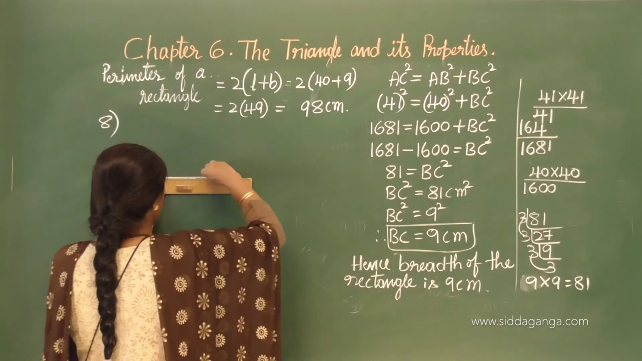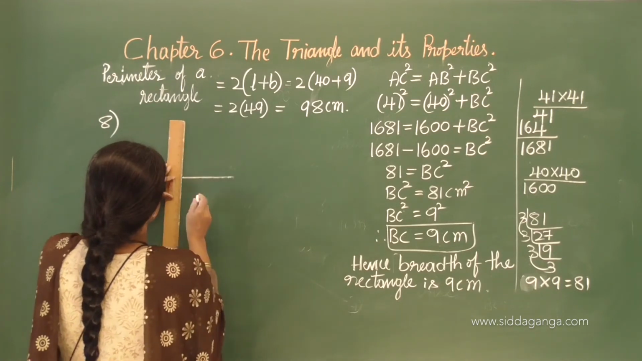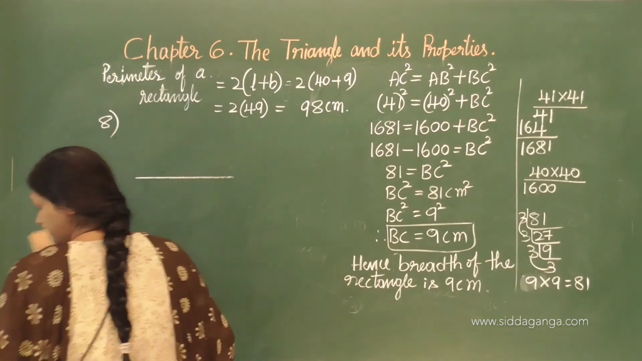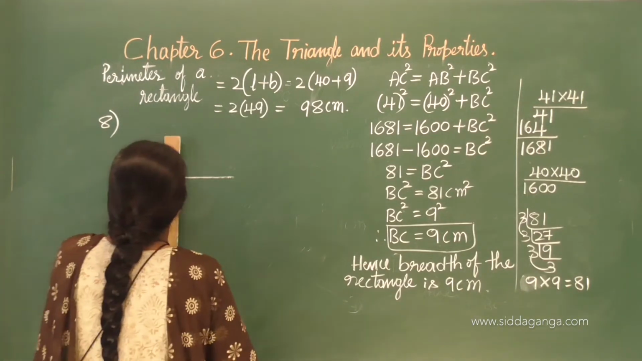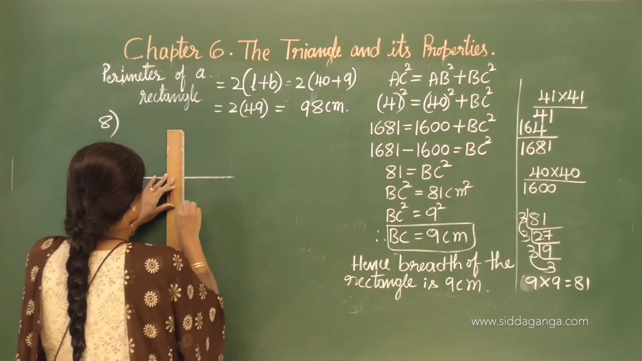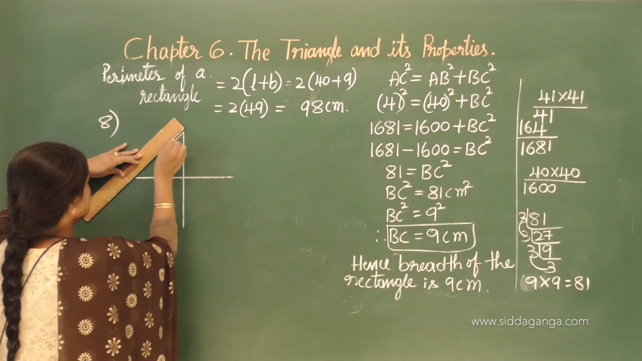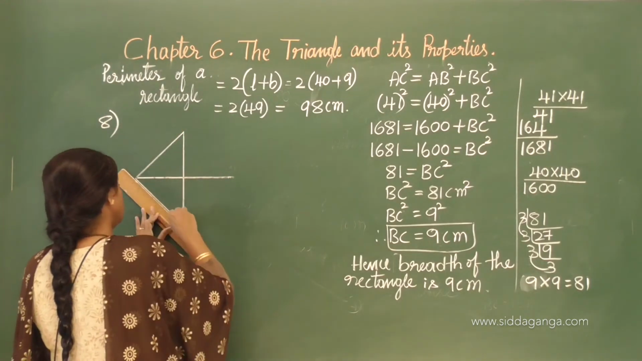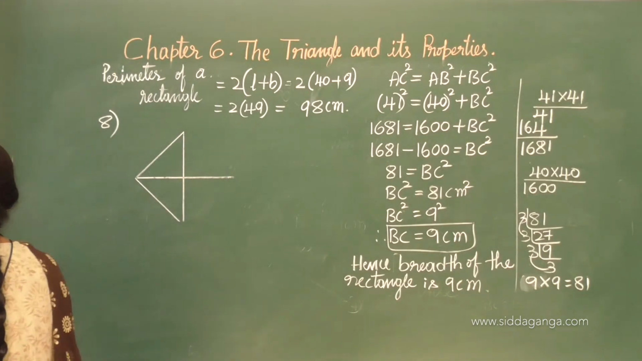Okay, let's take rhombus. So here diagonals are 16 centimeter and 30 centimeter. Consider this as a rhombus. What is special about a rhombus? Here all these sides are equal.